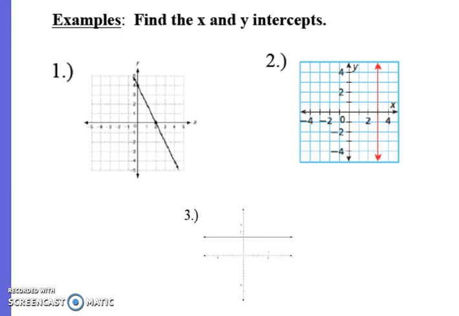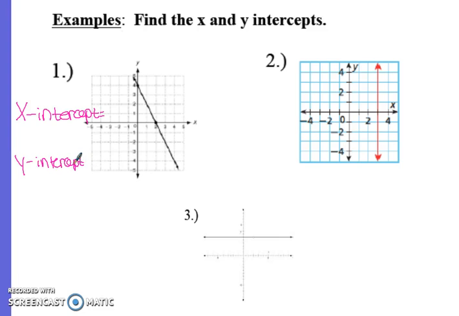So let's take a look at some examples. We're going to find the x and the y-intercepts. First of all, when you are labeling it, you must write out x-intercept. You can abbreviate it x-int, but I'm going to go ahead and write x-intercept. Do not just write x equals. Do not just write y equals, because those are lines, not intercepts, and y-intercept.